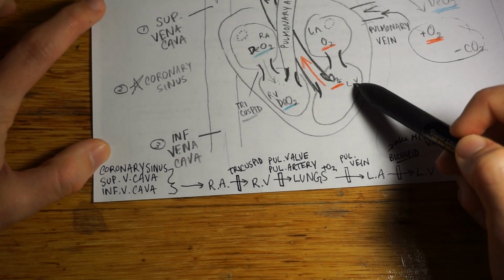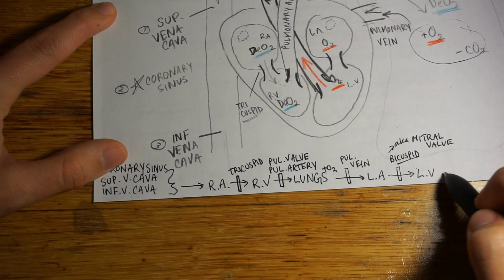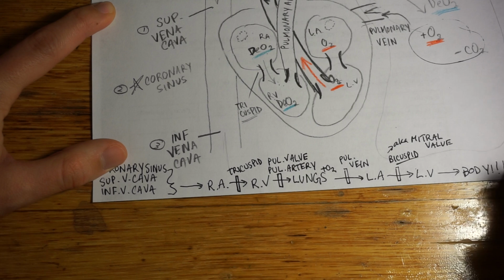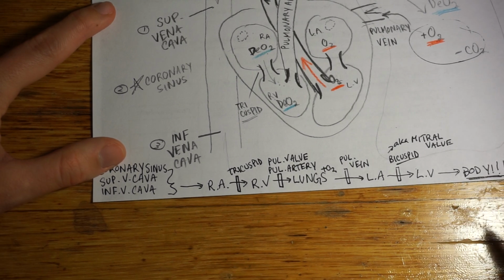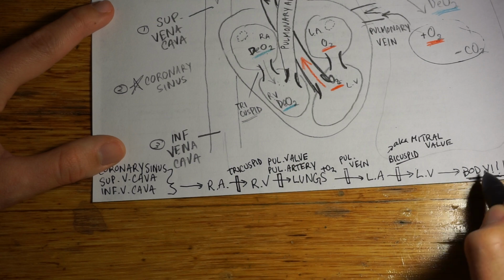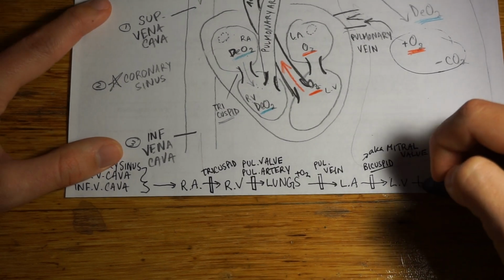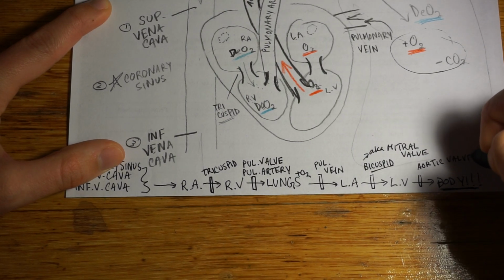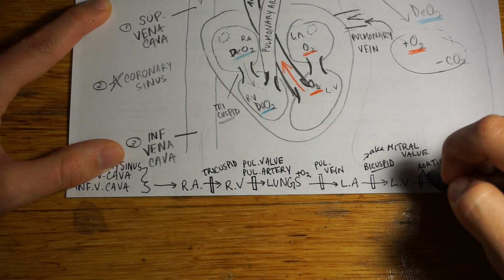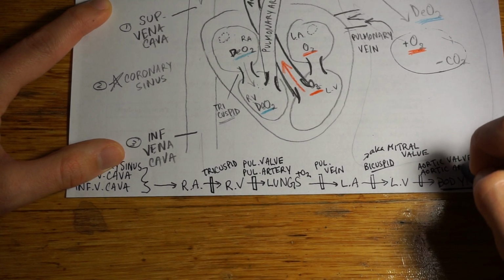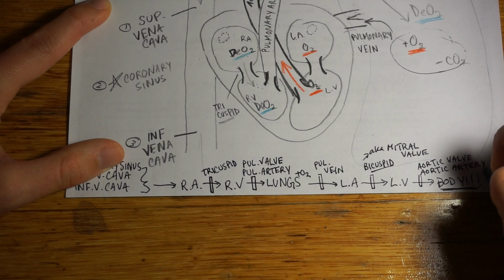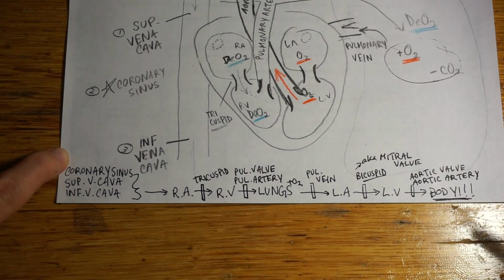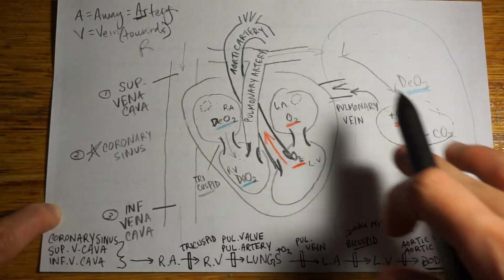Okay, so we're in the left ventricle. Now it needs to go to the body, right? That's the whole goal. That's the end game here, is to get oxygenated blood to the body. So this is kind of the goal here, the finish line. How is it getting from the left ventricle to the body? It goes through the aortic valve, which then takes it through the aortic artery. So that's a different way, a linear way, and a written way to look at this here.